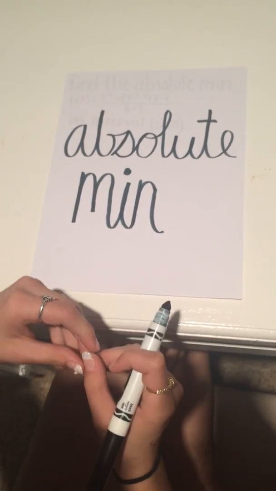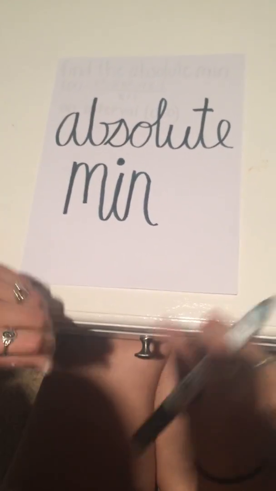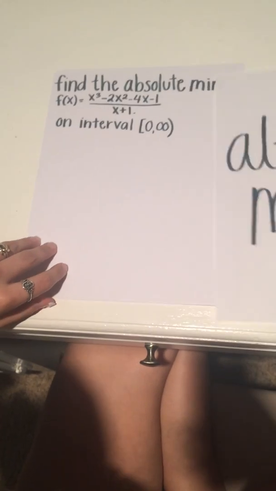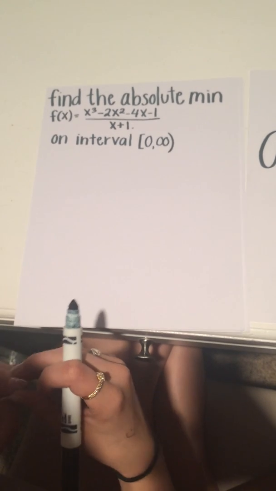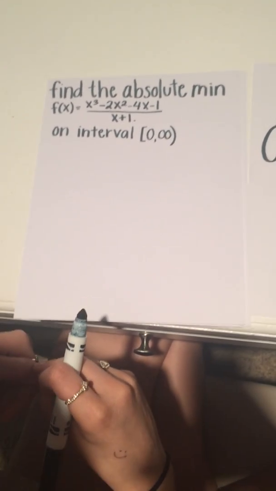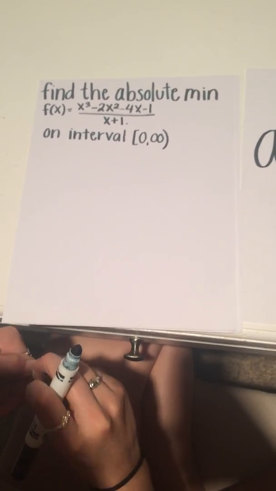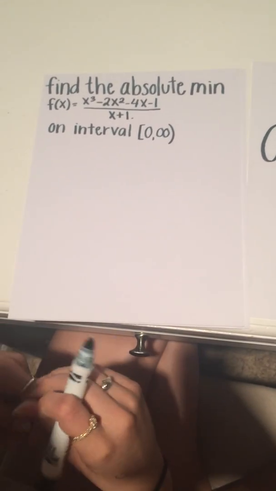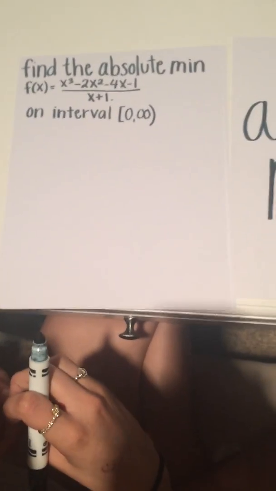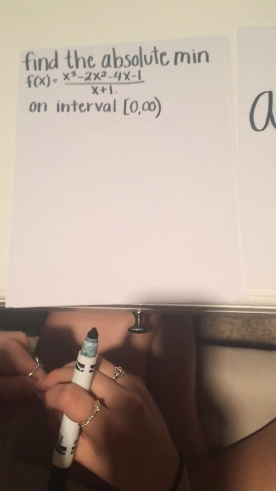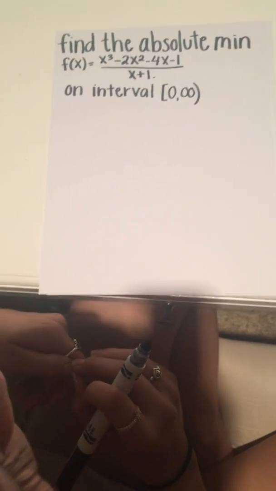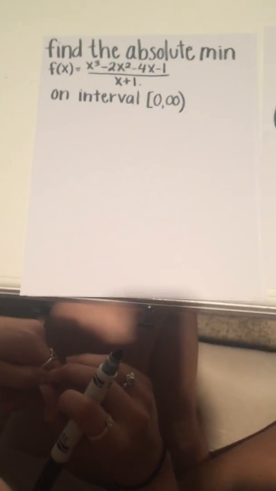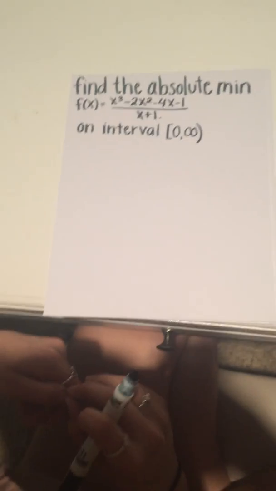Today I'm going to be teaching you about an absolute min. Okay, so by teaching you, I'm going to have an example problem. Find the absolute min of f of x equals x to the third minus 2x squared minus 4x minus 1 over x plus 1, on an interval of 0 to infinity.